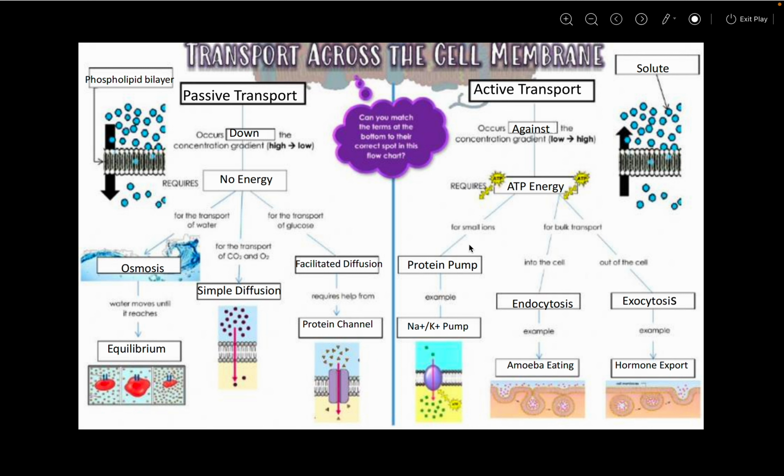For the transport of water, it occurs via osmosis. For small ions, proton pump is being involved. However, for the transport of CO2 and oxygen, it takes place via simple diffusion. And for the transport of glucose or other sugar molecules, facilitated diffusion is involved. For the bulk transport into the cell, endocytosis, and for out of the cell or outward, exocytosis.